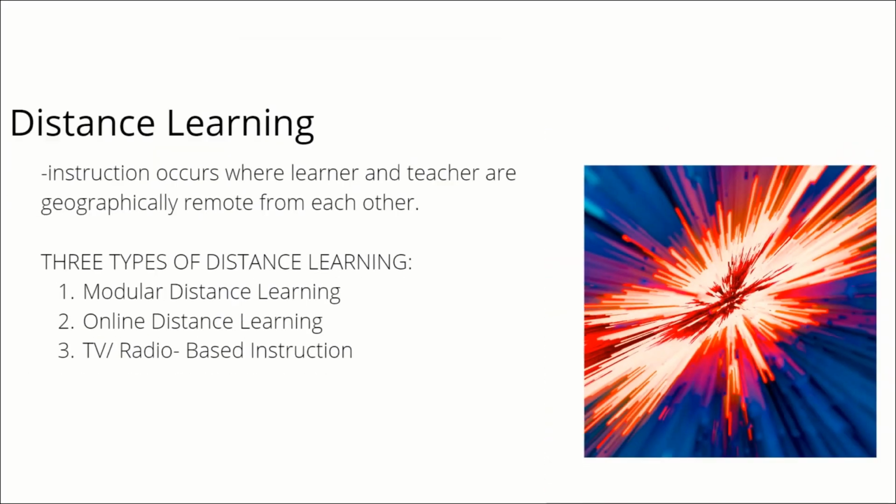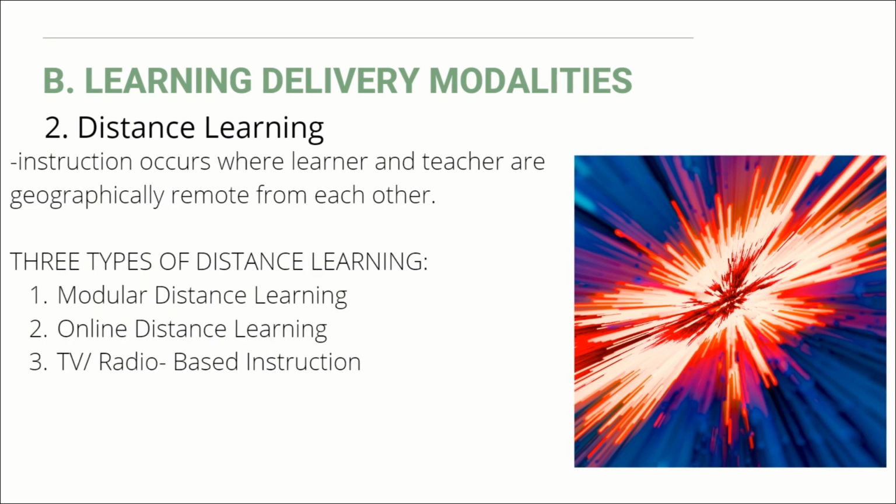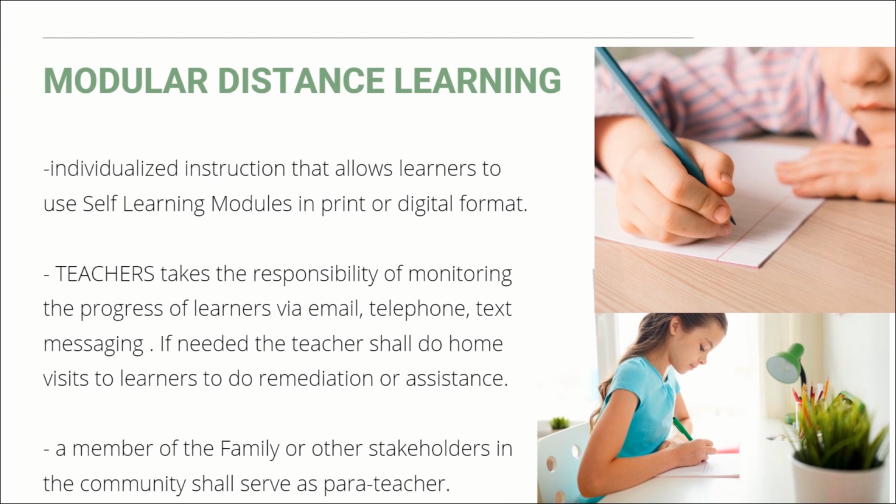The next one is distance learning. It is instruction that occurs where learner and teacher are geographically remote from each other. So basically, they are not together in one place; there is distance between them. There are three types of distance learning: first is modular distance learning, second is online distance learning, and third is TV and radio based instruction. We will discuss these types one by one. Let us start with modular distance learning.